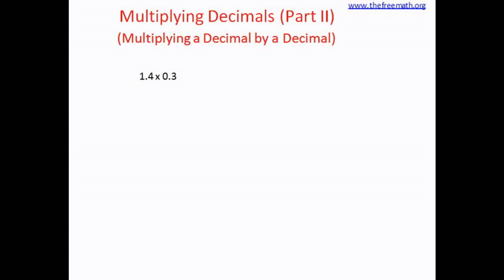In the first part of multiplying decimals, we have seen how to multiply a decimal by a whole number. In this part, we will see how to multiply a decimal by a decimal number. Let's look at this example. 1.4 multiplied by 0.3.